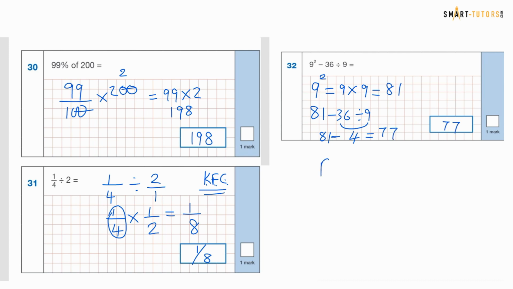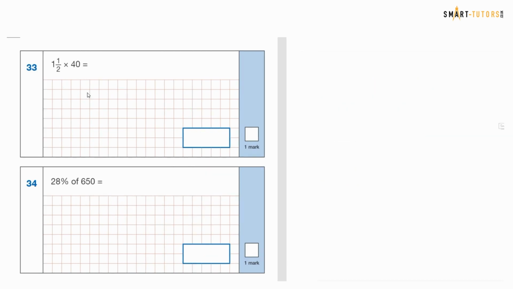Make sure of the BIDMAS or BODMAS, we need to make sure of the order of the operations. Remember, brackets, indices and division, multiplication, addition, subtraction has to be done in order. Here the priority is given to division. So the answer 4 is taken away. So subtraction comes at the end. The priority is given at the end. Correct answer is 77. Question number 33.